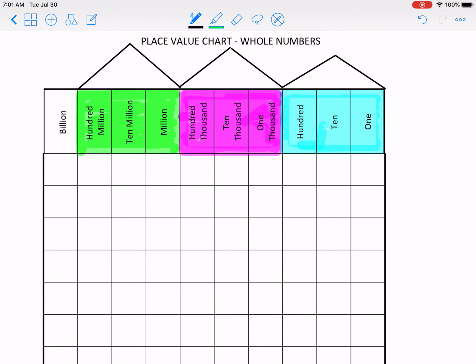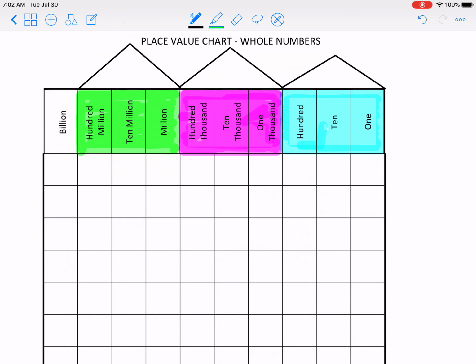So here we're looking at a place value chart. For the beginning of fourth grade, we're going to focus on whole numbers. We can put decimal numbers on the place value chart as well, but we're not going to focus on that right now. So in our place value chart, this is a very helpful tool for understanding numbers and the value of numbers.